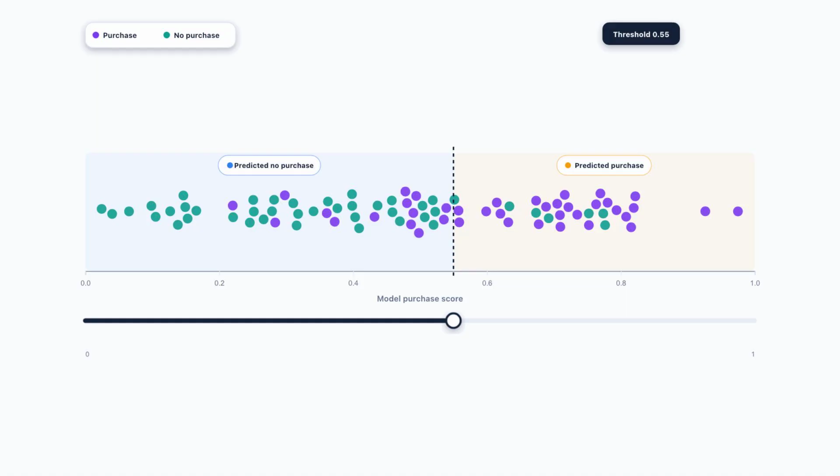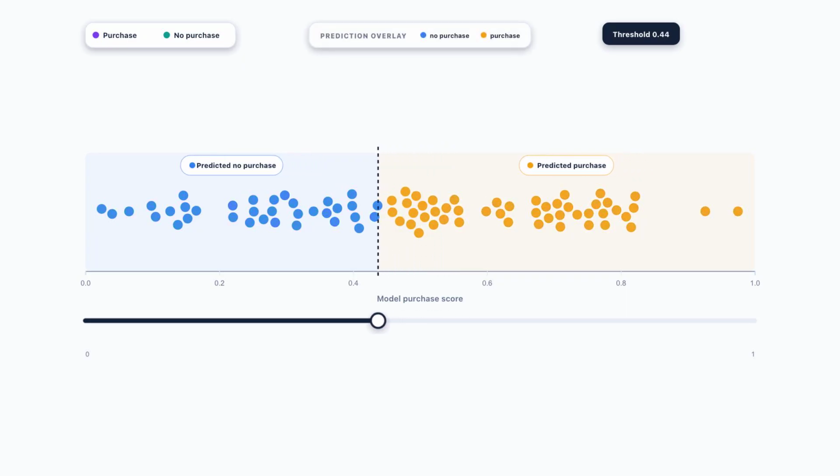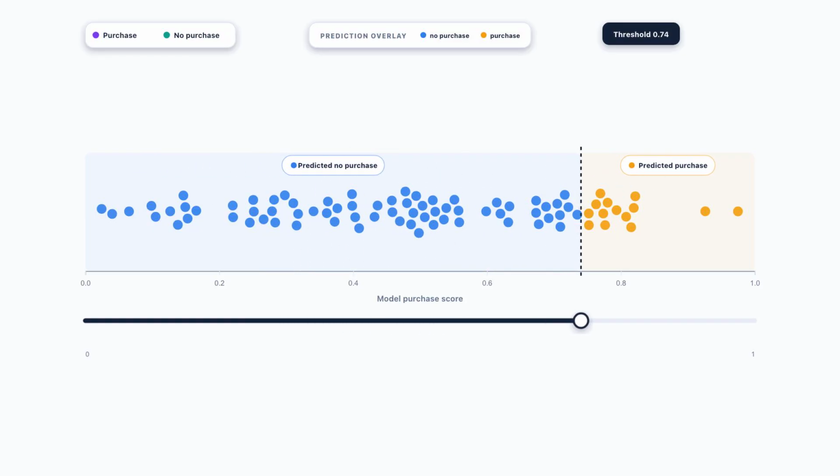Now the trade-off becomes visible. Lowering the threshold is like casting a wider net. In a store, that might mean sending more reminders or offers. You catch more real buyers, but you also spend attention on people who were not going to buy. Raising the threshold is more selective. It reduces false alarms, but some real buyers fall below the line. There is no free threshold. The right cutoff depends on which mistake hurts more.